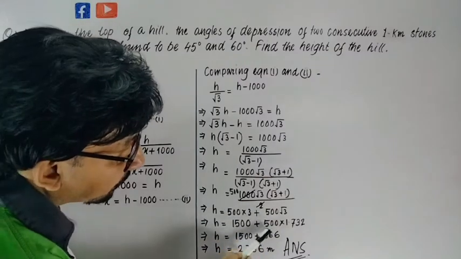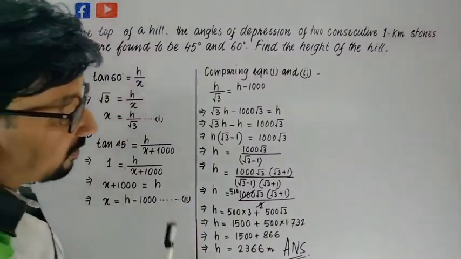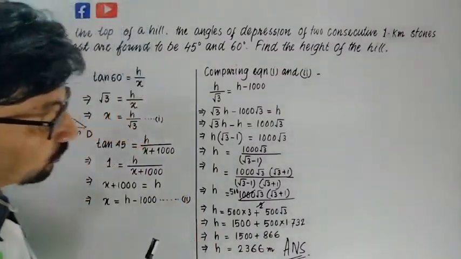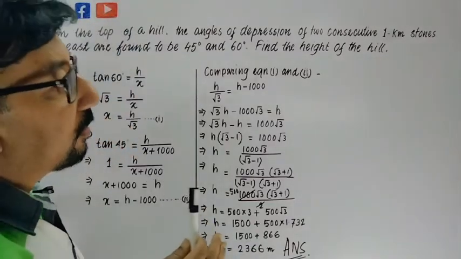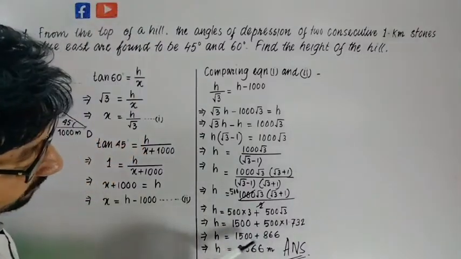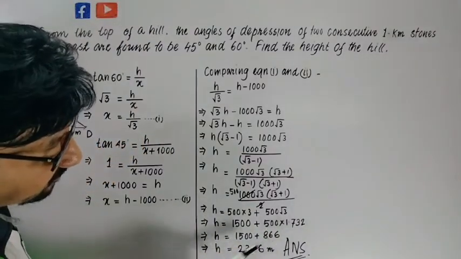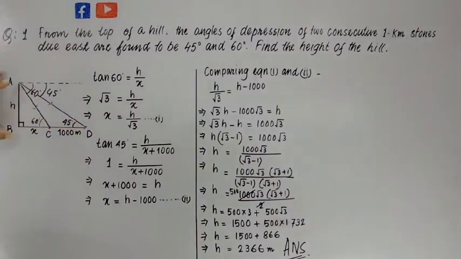And 500 into root 3: the value of root 3, you will have to remember always, 1.732. Remember this. And remember also the value of root 2, that is 1.414. So 500 into this means 866. So h is equal to 2366. So the height of the hill is equal to 2366 meter. This is the answer only.